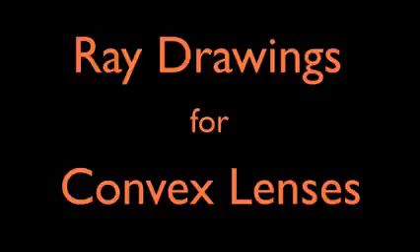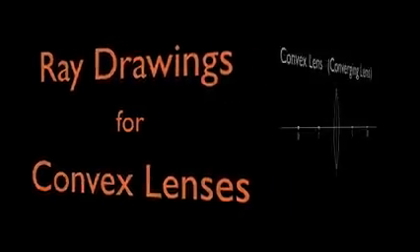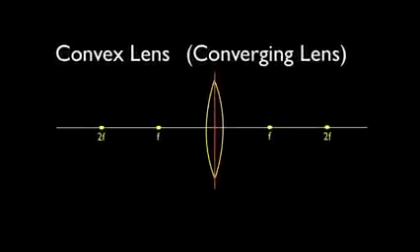Okay, in today's video, I'm going to go over drawing ray diagrams for convex lenses. And this is going to be our general setup that we're going to use, and this is, I think, what you see most of the time in a textbook. Here we have our convex, or our converging lens, and we have some parts of this diagram I think that we should just be aware of.